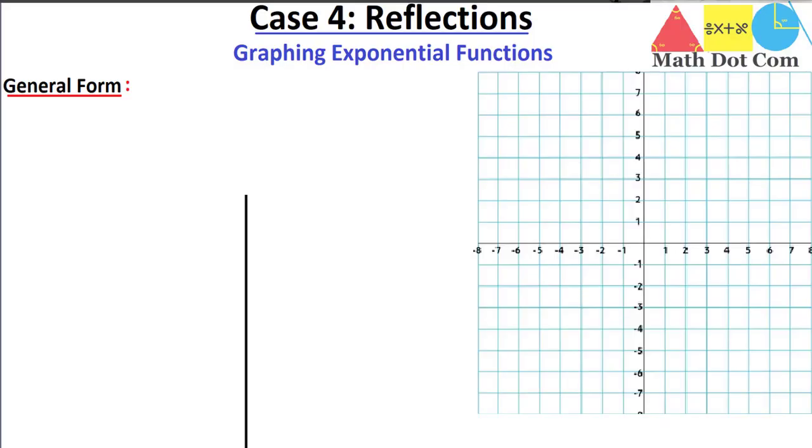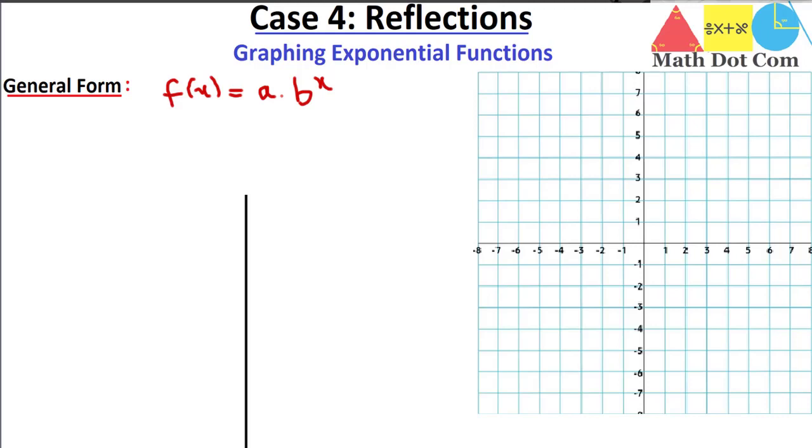Hello everyone. Today we are going to discuss the fourth case of graphing exponential functions, that is reflections. So in addition to shifting, compressing and stretching a graph, we can also reflect it across the x-axis and the y-axis. But how? As we know, the general form of the exponential function that we have discussed in our previous lectures is f(x) = a multiplied by b raised to power x.